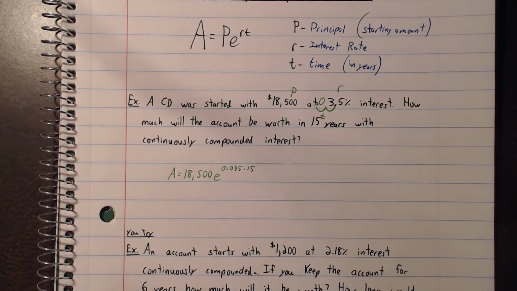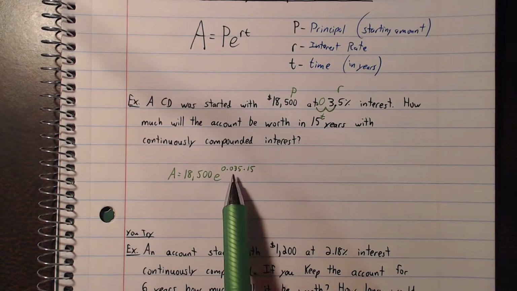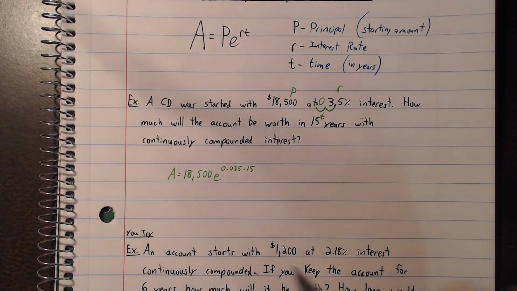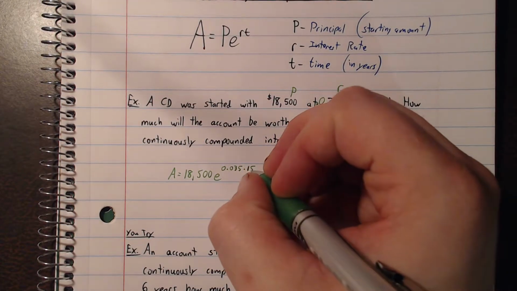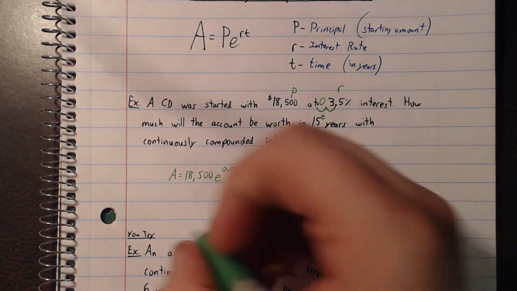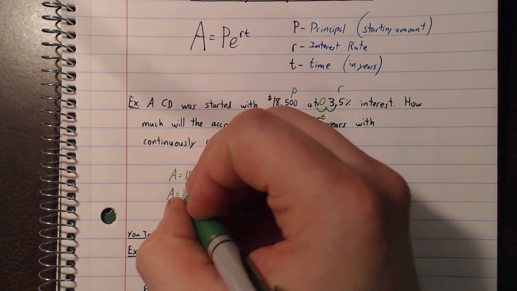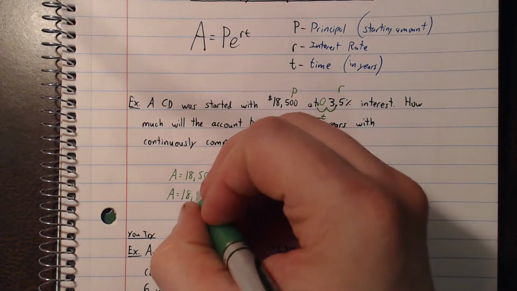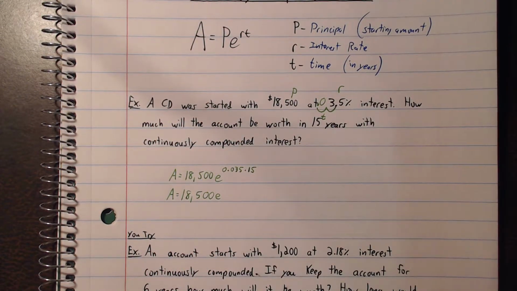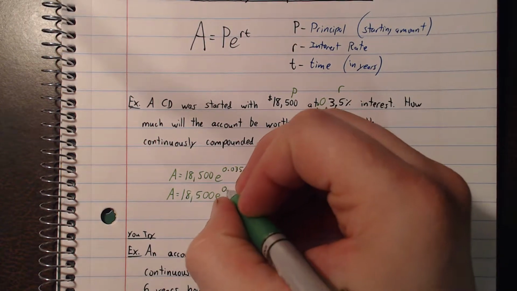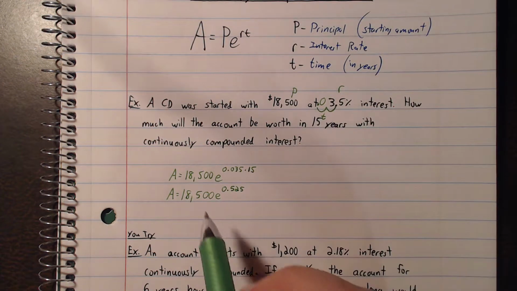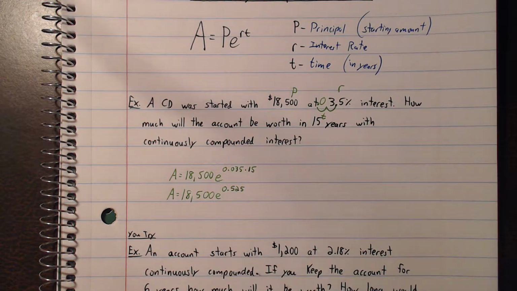All right, just plugging in all those values. I would deal with this first, personally, because depending on the type of calculator you have, or if you're good at typing things or not, this is going to be easier to deal with separately. All right, so I've got A equals 18,500 e. When I do 0.35 times 15, it gives us 0.525. This is a little more comfortable to type into a calculator.